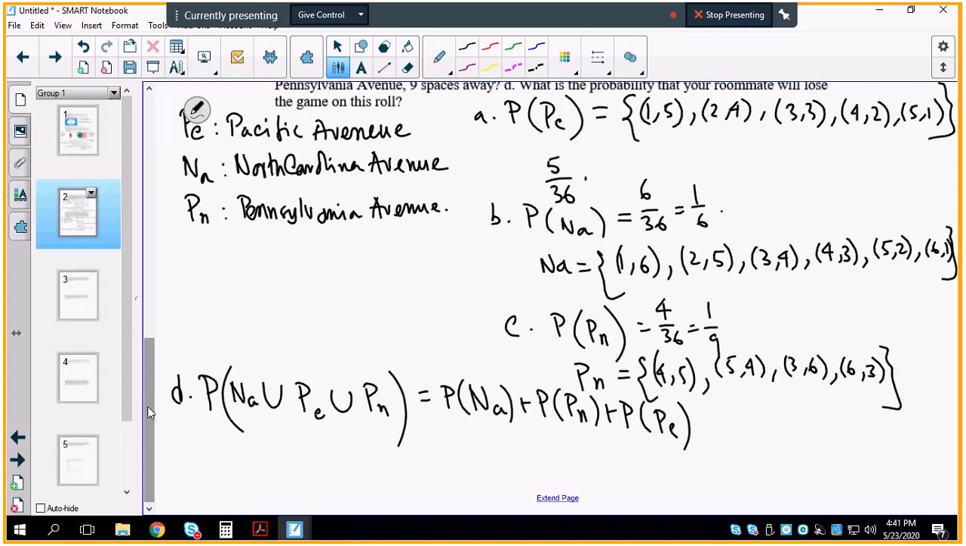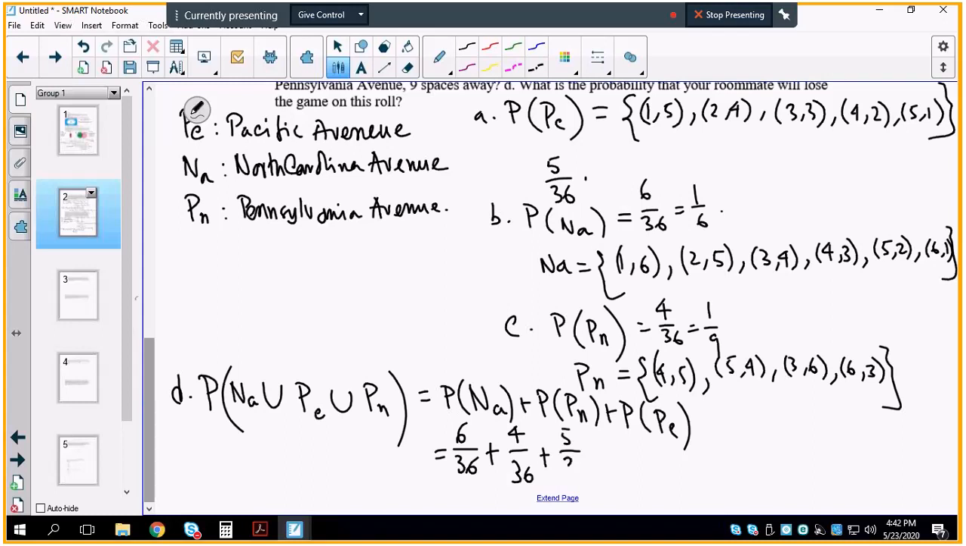But again, think about this. All the intersections, doesn't matter whether I'm doing the intersection of 2 of them or 3 of them, are not possible. You cannot be in more than one square at the same turn. You cannot have 2 different sums in the same hand. So I can skip the rest of the inclusion-exclusion principle, the addition rule, and just find the sum of these 3 probabilities. So probability of NA is 6 over 36, probability of PN, Pennsylvania Avenue, is 4 over 36, and probability of Pacific Avenue is 5 over 36.